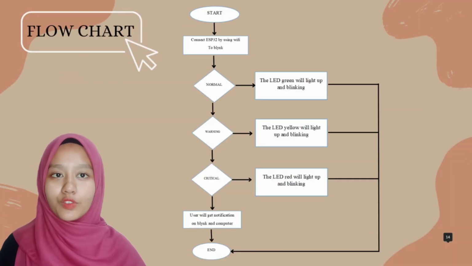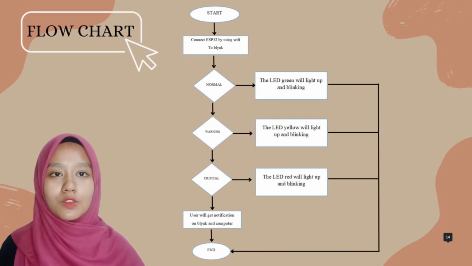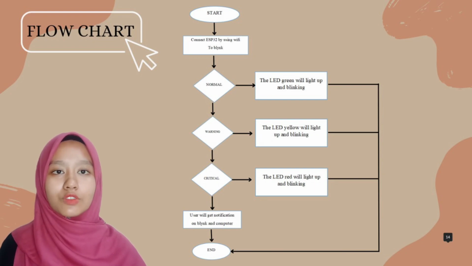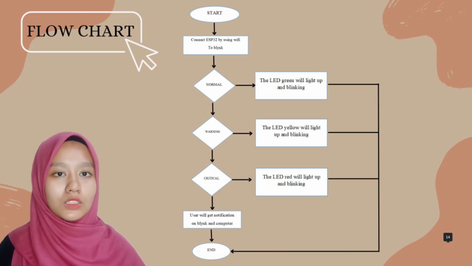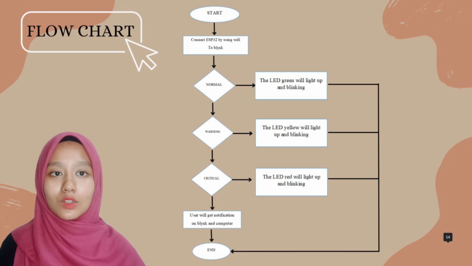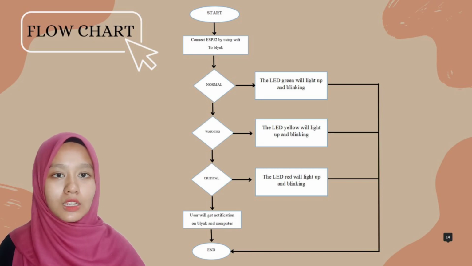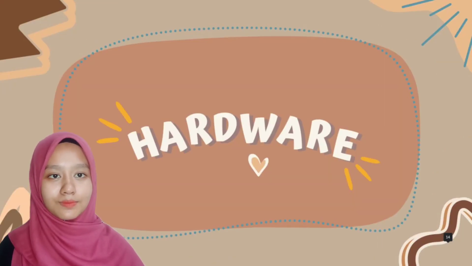This is the flowchart of this project. First of all, we must start by connecting the ESP32 using Wi-Fi to Blynk. If the water level is normal, the green LED will light up. Otherwise, the green LED will turn off. And if the water level drops to a warning state, then the yellow LED will light up. If the contrary, the yellow LED will turn off. And if the water level is getting lower, in critical condition, the red LED will light up, and then end.